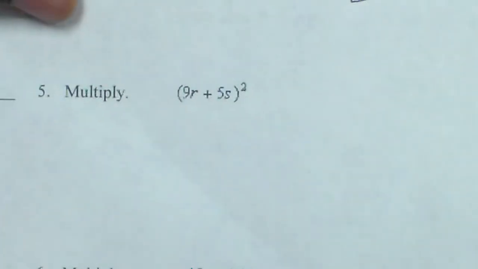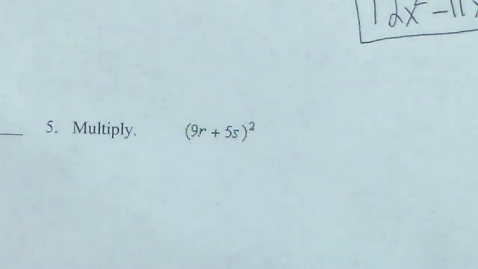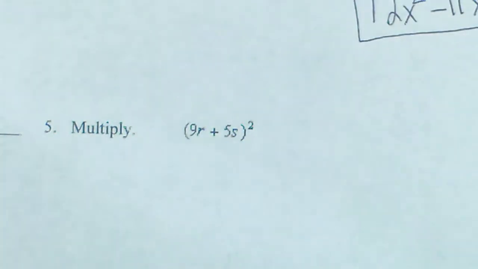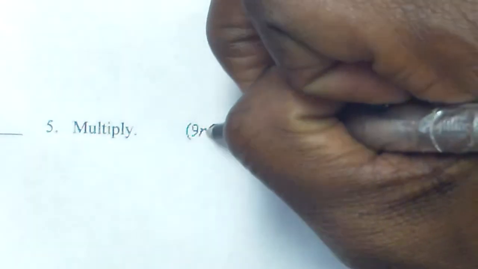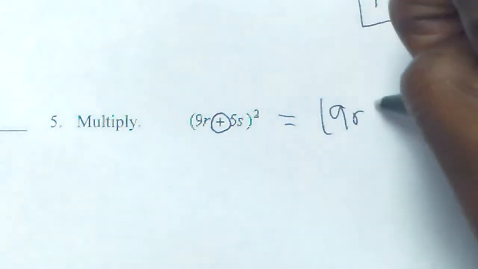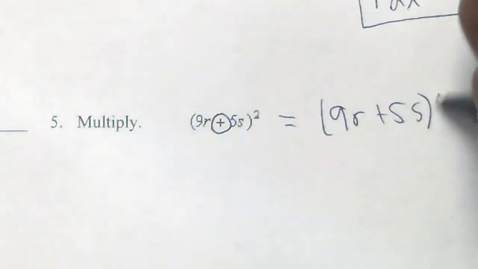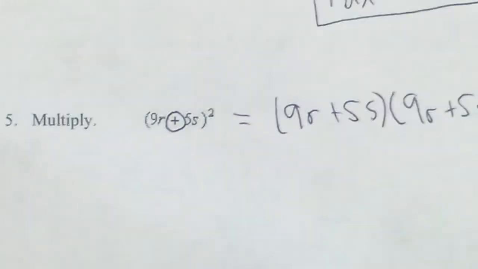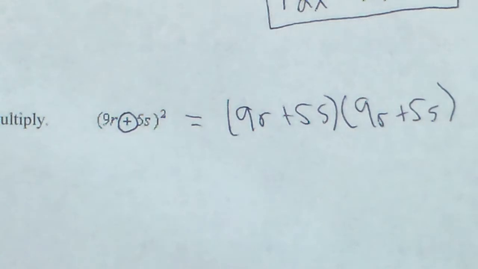Down here, several of you did not do so well on your special products homework because you tried to distribute this 2 into the parentheses. You cannot distribute. It has a plus sign right there. So this basically means you are writing this twice. Please make sure you do not make that mistake on your test tomorrow. That squared tells us we're writing it twice. Two of those parentheses. You're not distributing that squared.